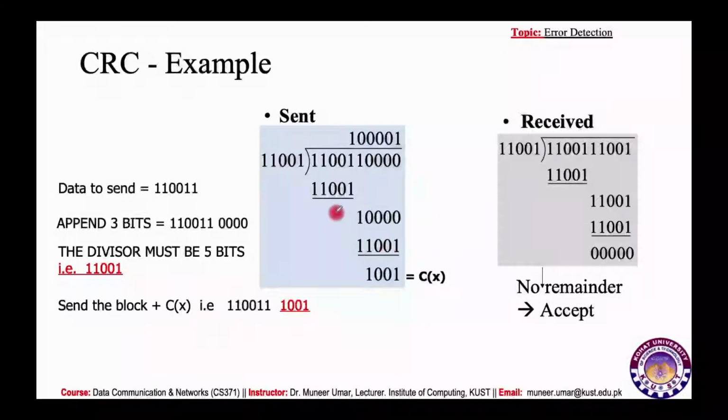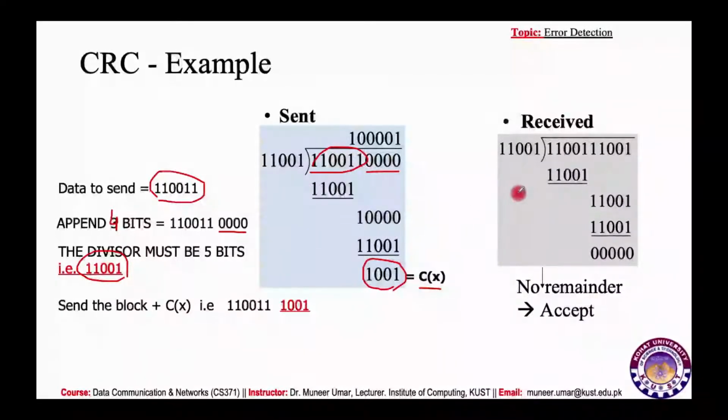Here we have an example. Data to be sent. This one is the data. So it is here. We appended 4 zeros, this is actually 4 bits. So we appended 4 bits with this data. So the divisor must be longer than 4 bits, it must be 5. So this one is the divisor. Now if we perform this division, we will get this value as a remainder. So this one is actually our CRC.